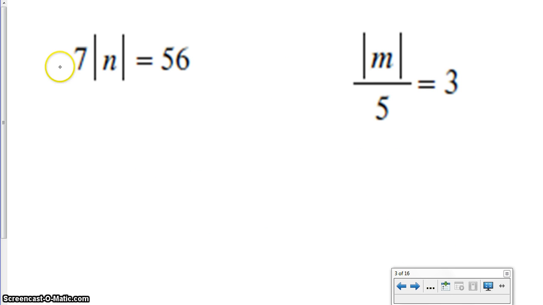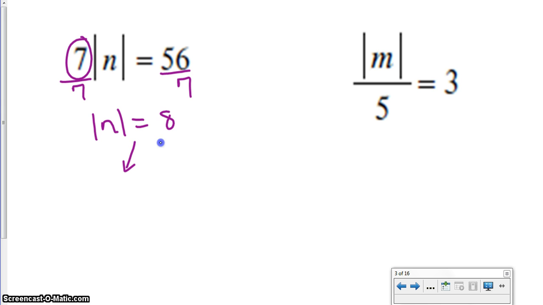Let's try it again. This time notice that 7 is the coefficient of the absolute value. So before we make it into two separate equations, we need to divide both sides by 7. And what you will find is the absolute value of some number is 8. Oh, I know this one, Mrs. Rose. There are two places that are 8 units away from zero. The first one is +8, and the second one is -8.